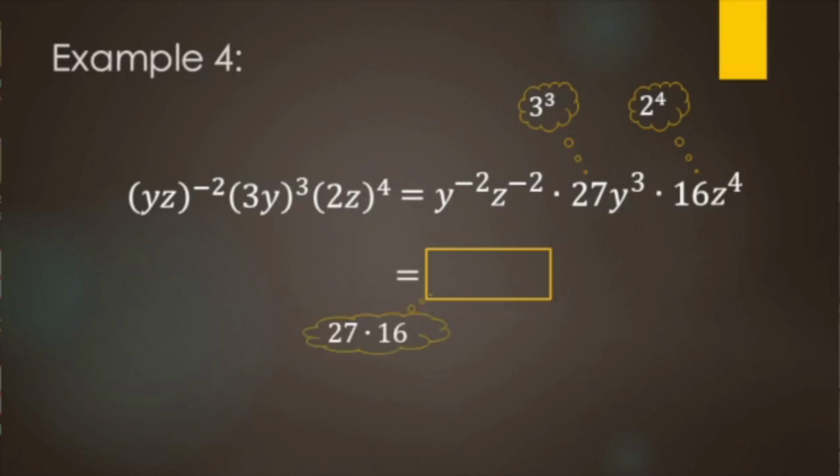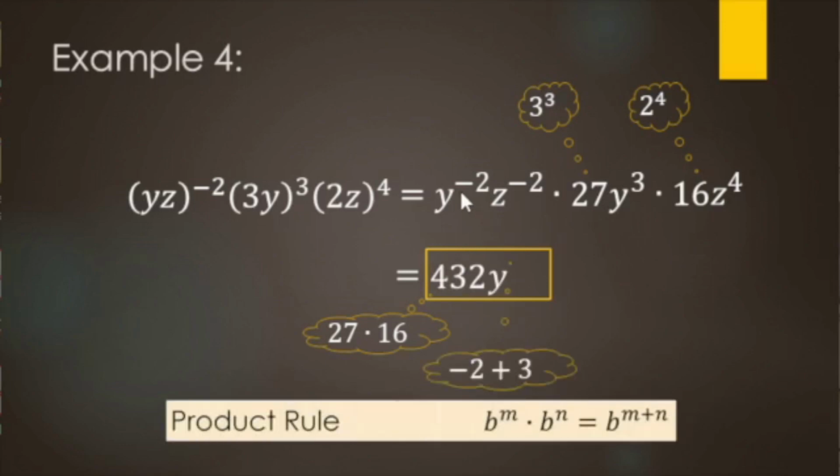Cleaning up even further, this is all multiplication, so we can start with regular numbers first. So a regular 27 times a regular 16 makes a regular 432. Next up, let's look at the y's. So we have a y to the negative 2 times a y to the third power. So we are going to be adding those exponents. Negative 2 plus 3 makes a 1. So we don't actually put a 1 on there, one factor of y, you just write y.